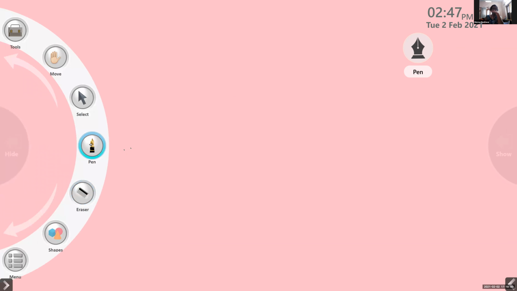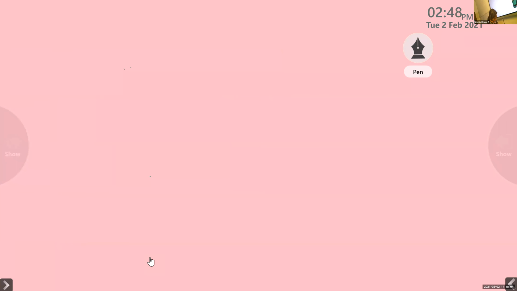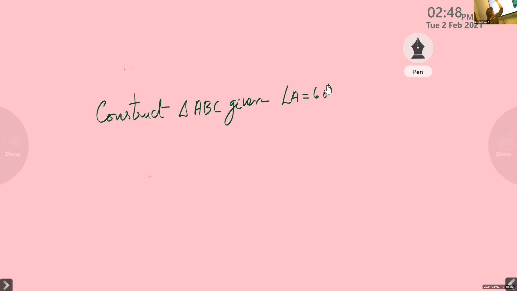Now write the question. Construct triangle ABC given angle A is equal to 60 degree, angle B is equal to 30 degree, AB is equal to 5.8 centimeters. Do it yourself.